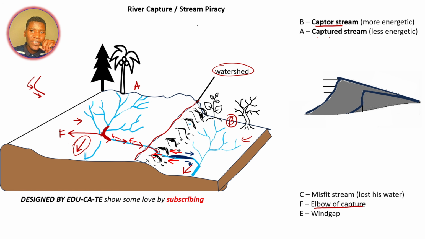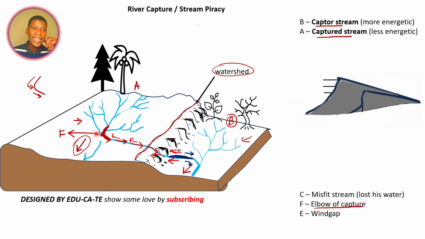Whereas river A, we say, is known as a captured stream. It's a captured stream because it is the one whose waters are being stolen. It is the one that changes direction, because remember that initially river A was moving downwards in this direction. But because of river capture, because river B eroded through the watershed, river A started changing its direction. So A is a captured stream. Its waters have been changed in direction and towards B.